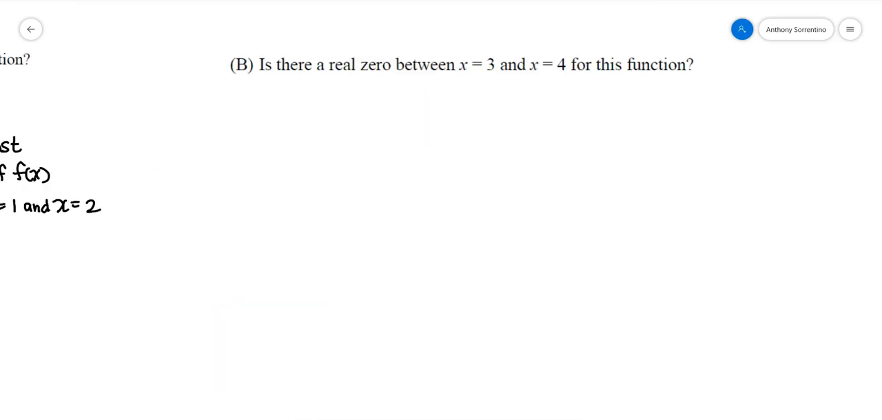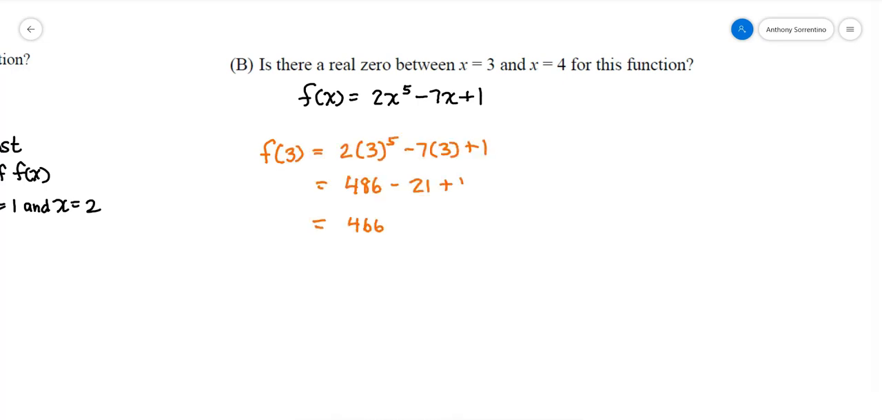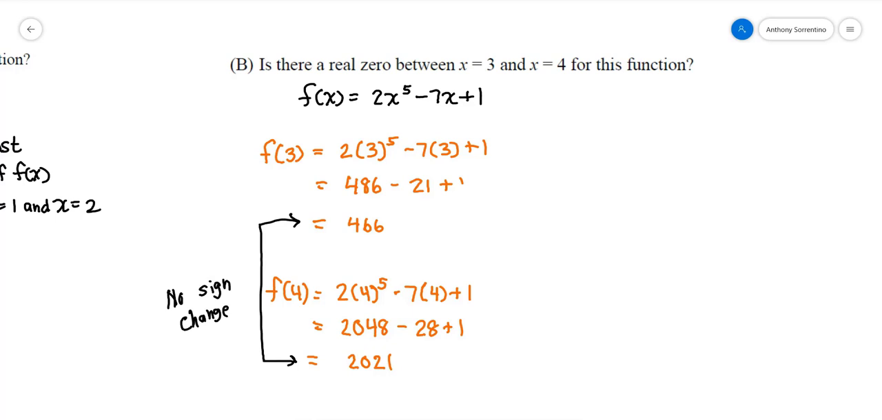When I look at B, is there a real zero between 3 and 4? So I still have the same function. I'm going to rewrite it for our purposes here. I'm going to do f of 3. I do f of 4. So for this, I have no sign change. By the theorem, if I have a sign change, that means I have at least one zero. If I have no sign change, all I can really say is it's inconclusive.